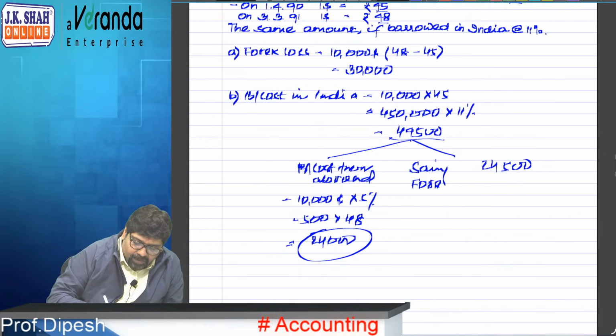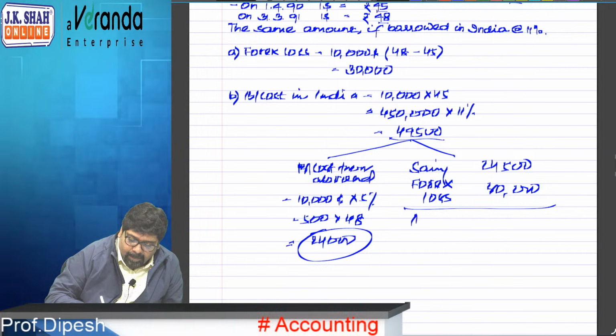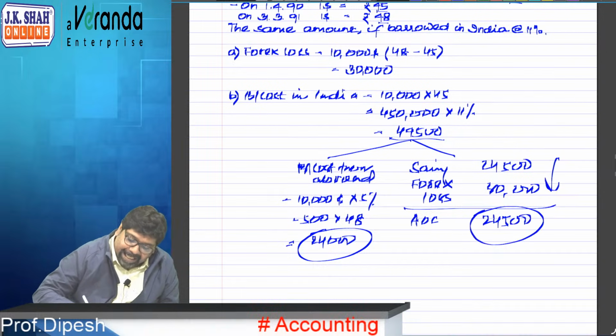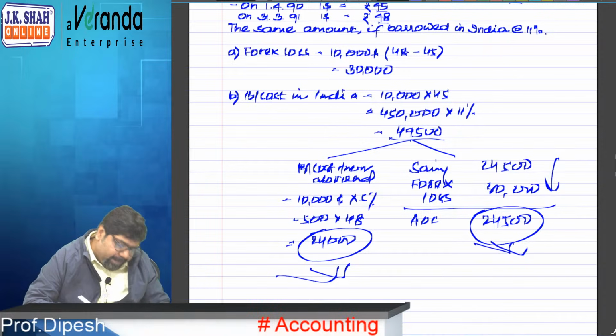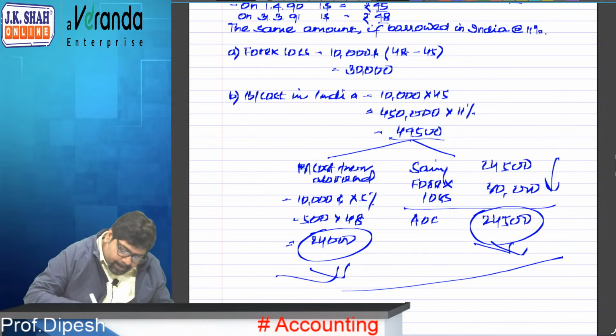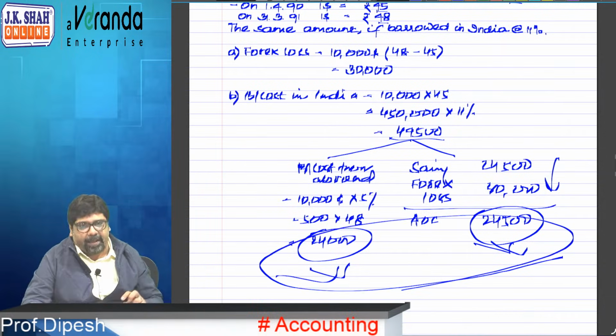Your forex loss is how much? Sir forex loss is 30,000. Therefore, amount of capitalization is equal to lower of these two, 24,500 you will be allowed to capitalize. That means this 24,000 you will be allowed to capitalize plus this 24,500 you will be allowed to capitalize. That means total you will be allowed to capitalize 49,500.